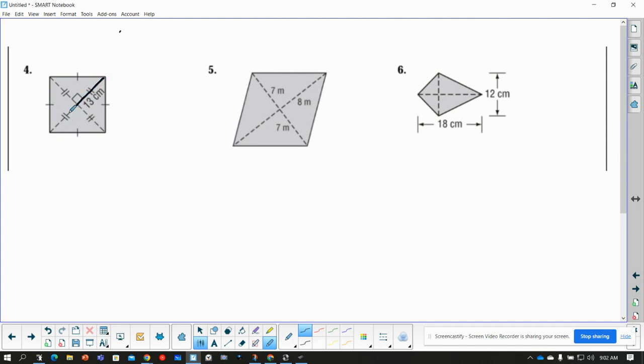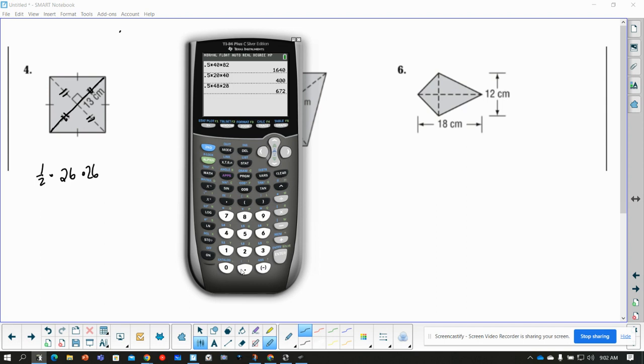So 13, this is also 13 because there's 2 lines there. So this diagonal would be 13 plus 13, which is 26. These are the same length as both of these, so this one would also be 26. And so 1/2 times diagonal 1 times diagonal 2. So 0.5 times diagonal 1 times diagonal 2 is 338. Oops. 338 centimeters squared.